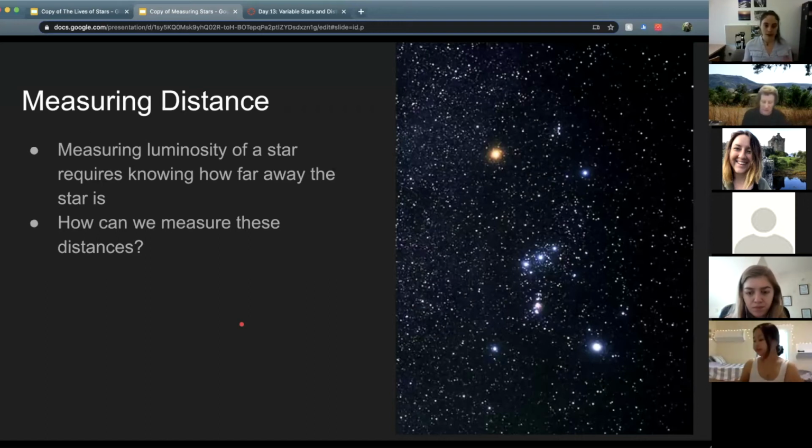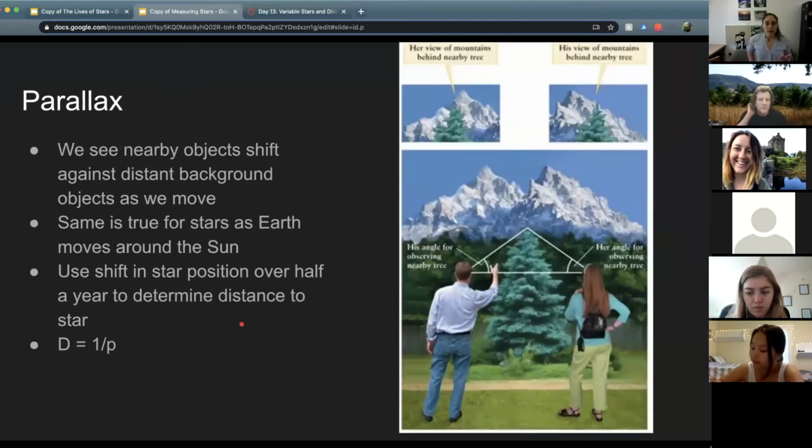So we need to find ways to measure distances so we can start to get the actual brightnesses of stars and understand what those are. The first way we can measure distances to stars is by using something called parallax shifting. This works only for the closest stars, but it is the first way that we're able to get distances to stars besides our sun. You need something close enough that as we move around the sun, we'll see the nearby stars shift with respect to more distant stars.